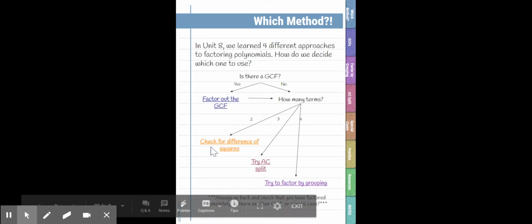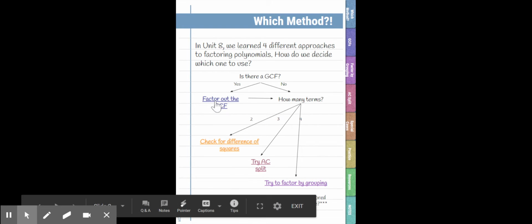If there's 2 terms, we're going to check for difference of squares. 3 terms, you're going to try AC split. 4 terms, you're going to try factor by grouping. Always at the very end, check to make sure that you do not have a GCF or another special case left over. Also, when you have this notebook, if you click on the links, you can go ahead and visit each of those pages to see the examples of the steps.